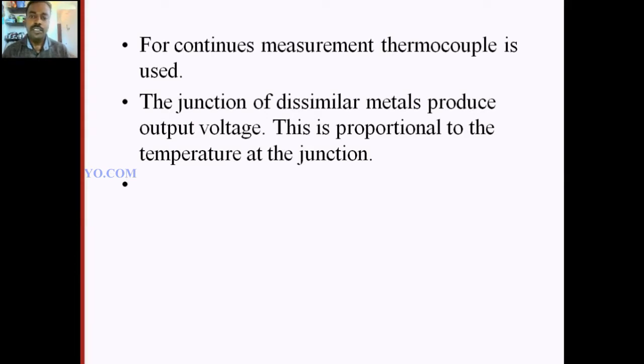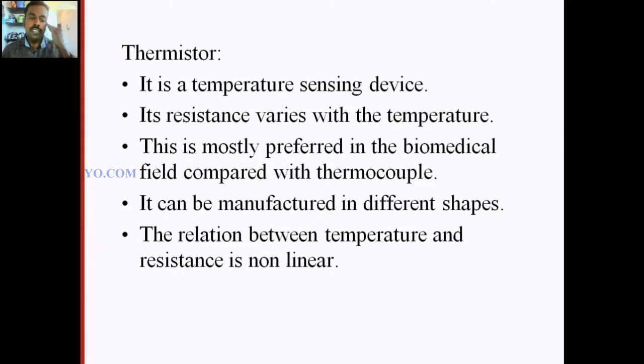R_T1 is the resistance at T1. What is T1? T1 is the temperature at which measurement is made. T0 is the reference temperature. So R_T1 is the resistance at temperature T1, and R_0 is the resistance at temperature T0. T0 is the reference temperature, T1 is the temperature we are going to measure.